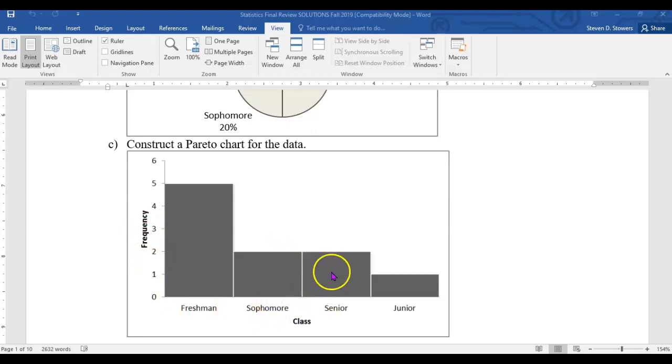So the sophomores and the seniors, there are 2 of each of those, so they look the same height as each other, and they look twice as tall as the juniors bar, and less than half as tall as the freshman bar, because 2 is less than half as big as 5.